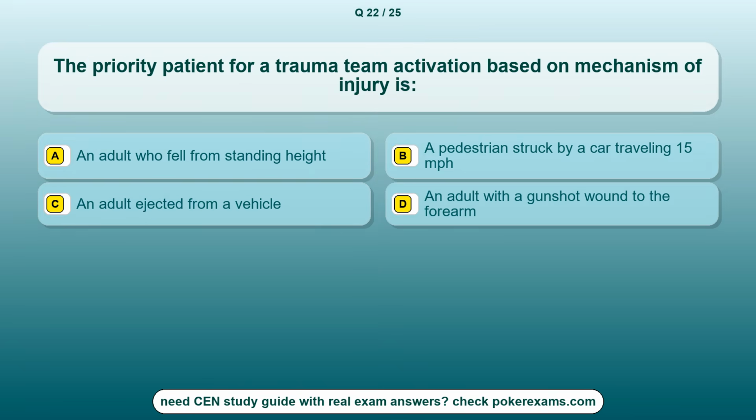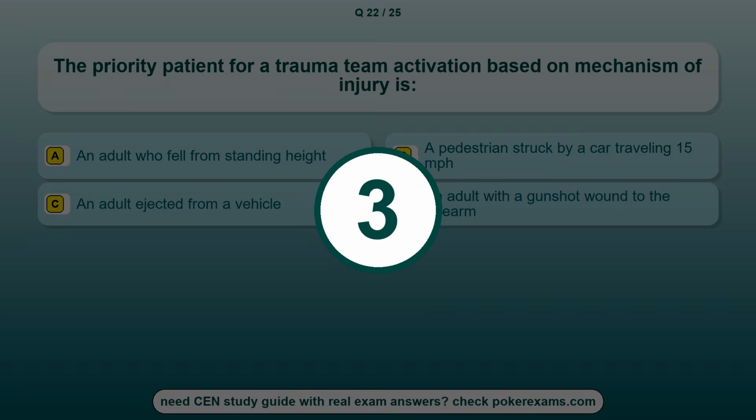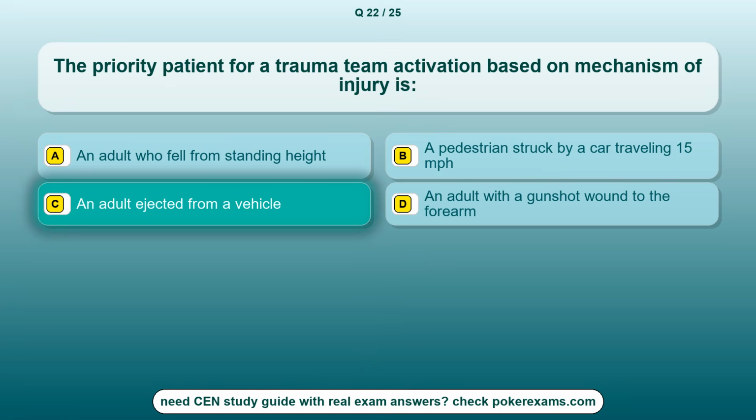Question 22. The priority patient for a trauma team activation based on mechanism of injury is option A, an adult who fell from standing height. Option B, a pedestrian struck by a car traveling 15 miles per hour. Option C, an adult ejected from a vehicle. Option D, an adult with a gunshot wound to the forearm. The correct answer is option C, an adult ejected from a vehicle.